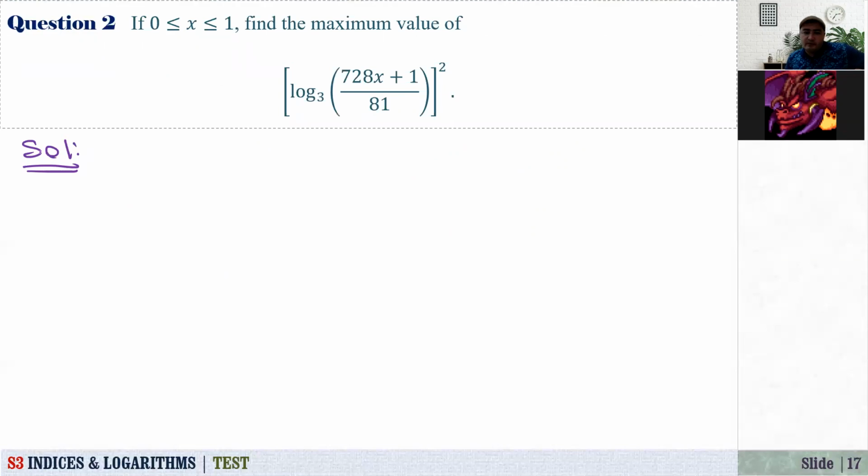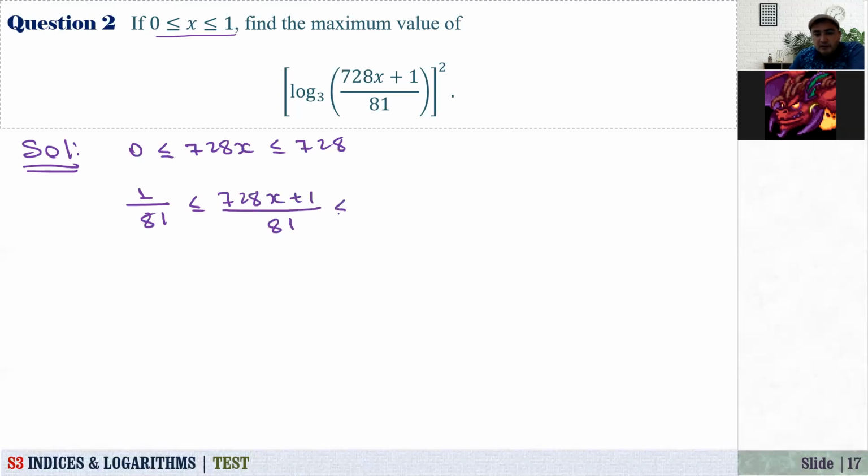Find the maximum value of the thing. We have done this before. Since we are given that 0 is less than or equal to x is less than or equal to 1, first let me just multiply all sides by 7 to 8. So here we have 0 less than or equal to 7 to 8 x less than or equal to 7 to 8. Now I'm going to add 1 to all sides and divide by 81. So here we have 1 over 81 less than or equal to 7 to 8 x plus 1 over 81, less than or equal to 7 to 8 plus 1 over 81.